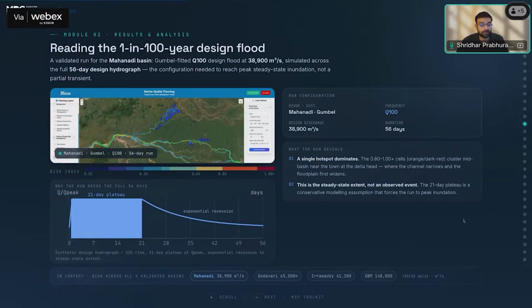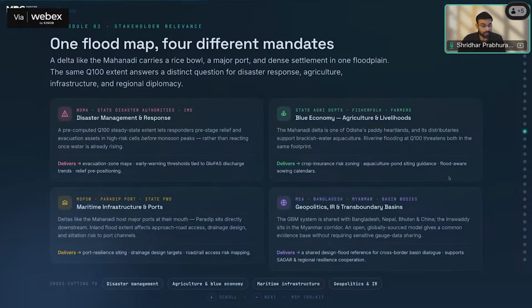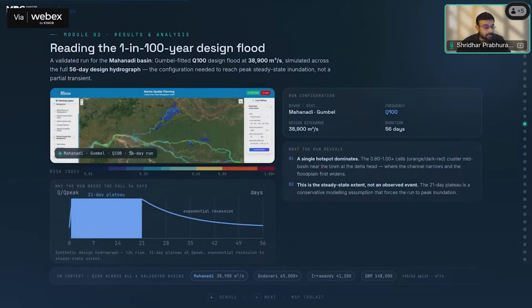So to identify both the best case scenario, worst case scenario, you can also replay the same flood event that has happened today, 10 years down the line, how that will look like, or the past event, how it would look like today. So again, this is extremely important from a disaster management and response perspective. Like a pre-computed Q100 steady state extent essentially means that the responders, both from relief and evacuation, can know where exactly to concentrate your assets on in a flood risk event.